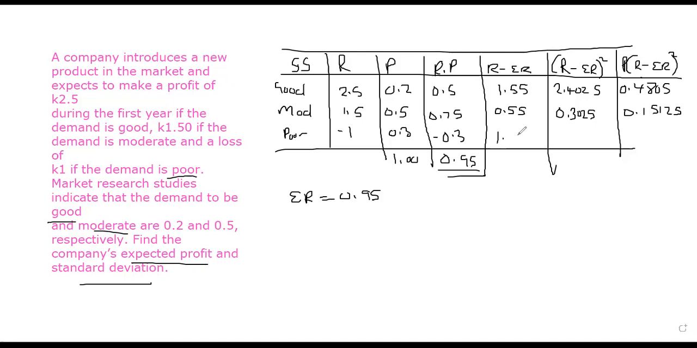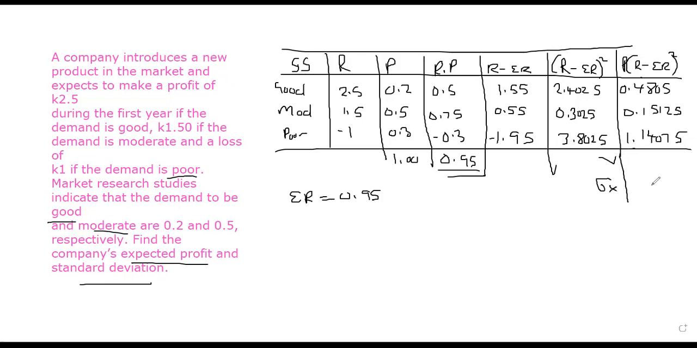Lastly, minus 1 minus 0.95, what we get? Negative 1.95. When you square it, we get what? 3.8025. When you multiply it by the probability, 0.3, what we get? 1.14075. What we get is the variance, and then we take the square root of it to get the standard deviation.